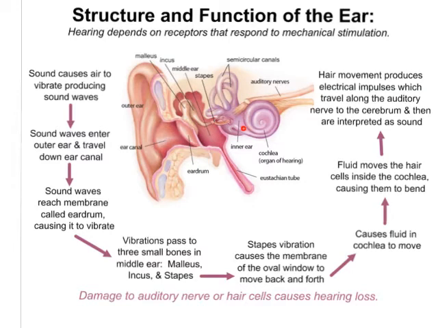And the bending of those little hairs produces electrical impulses which travel along the auditory nerve to the cerebrum. Here's the auditory nerve. So those impulses are carried along the auditory nerve. They are sent to the cerebrum in the brain, and they are interpreted as sound. And that is what causes us to hear. Damage to the auditory nerve, right here, or to the hair cells causes hearing loss.